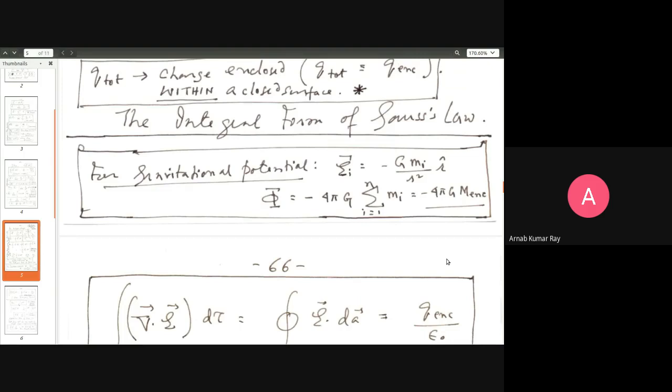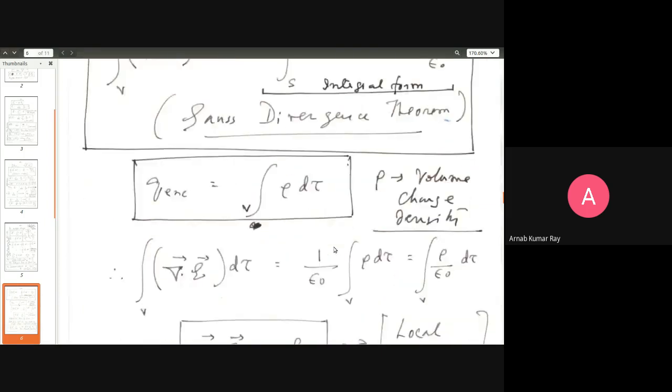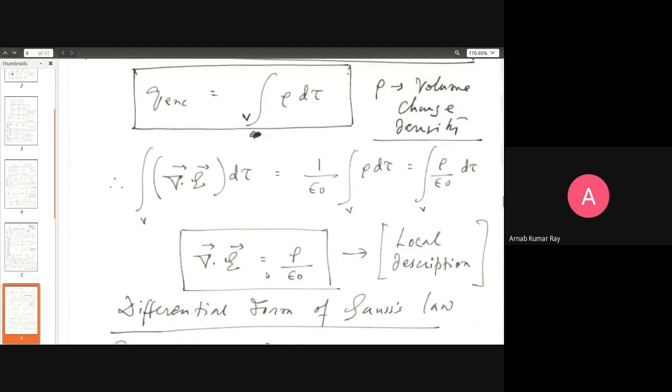A derivative of a function tells you the rate of change of that function, or how that function is changing from one point of space to another. That is the property of a derivative. Whenever you have an equation involving a derivative, you have a differential equation. A differential equation captures changes locally as a function is changing. That is why divergence of E is equal to rho by epsilon naught is a local description.